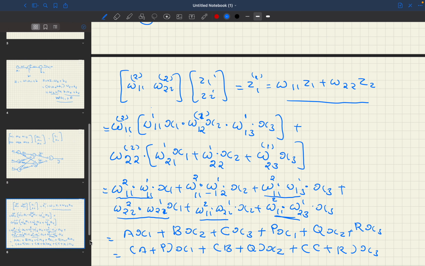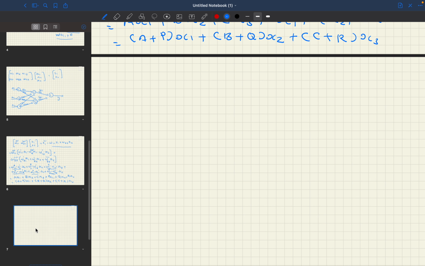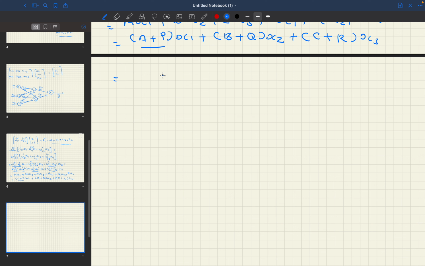Let me add one more page. Okay. So again, this can be called W1 X1 plus this will be another term. Why I am renaming it is because A plus P is a constant, right? B plus Q is a constant. So I can call it W2 into X2 plus C plus R, another term, I can call it W3, and this is X3, right? So this is the final result.